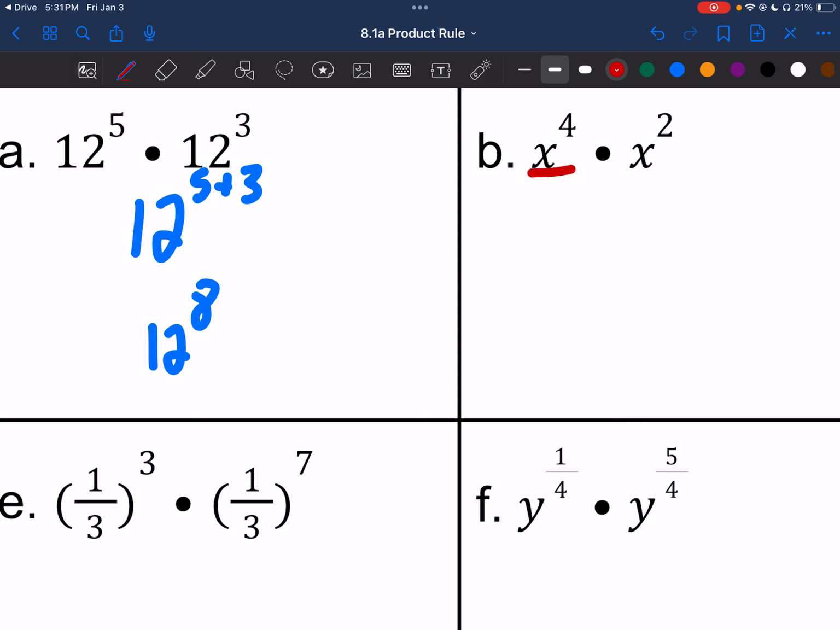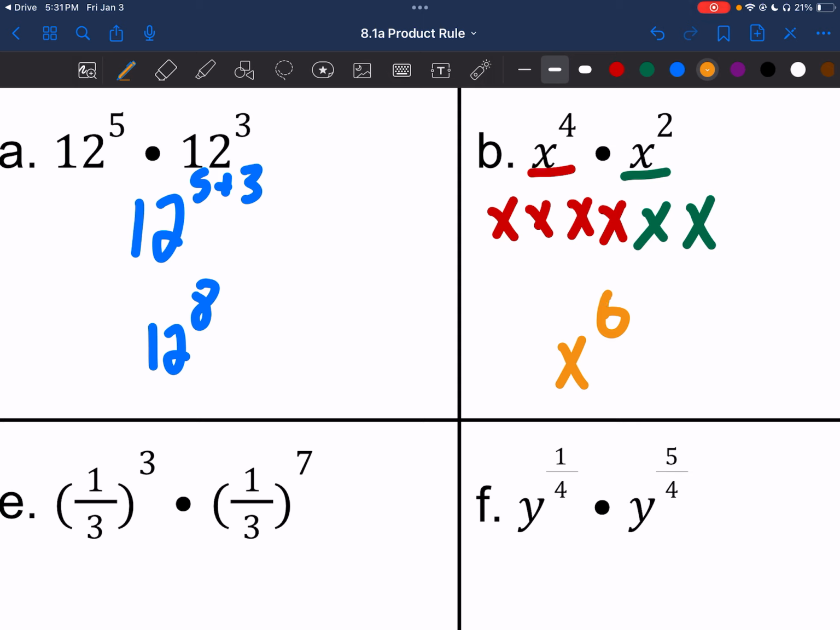So my first term is x to the fourth, which means if I put it in expanded form, it's 1, 2, 3, 4 x's. And I'm being multiplied by x squared, which is 2 more x's. Well, when I add those together, how many total x's do I have there? I have 6 x's. So it's x to the 6th power, right? That is the same as doing 4 plus 2. 4 plus 2 is 6, right? We're saying we have 4 in the first segment, there's 2 in the second segment. How many total do we have? We have 6.